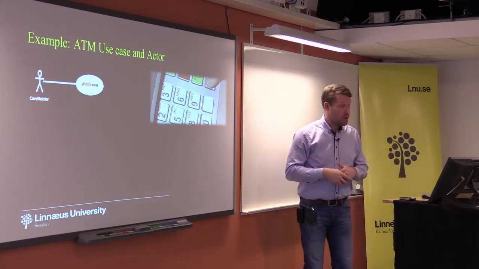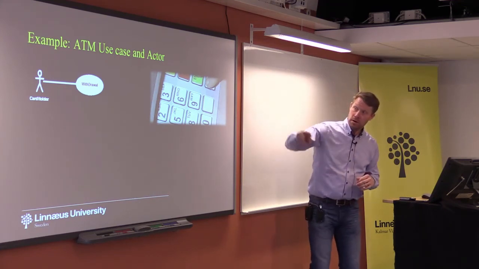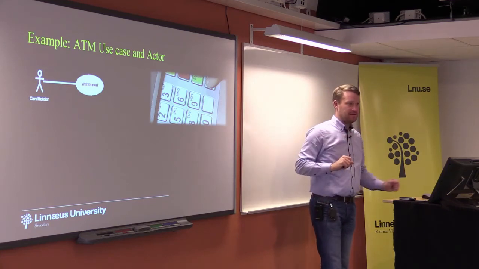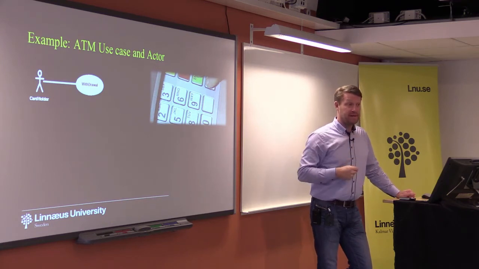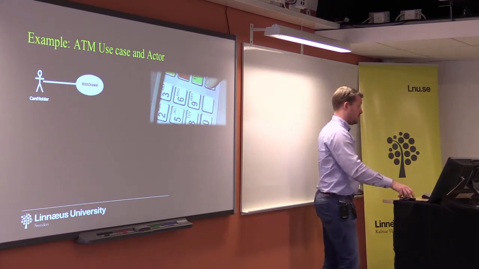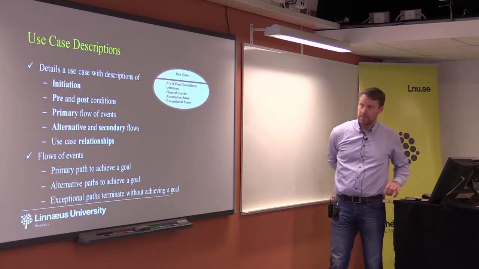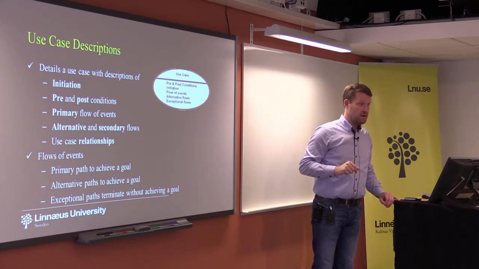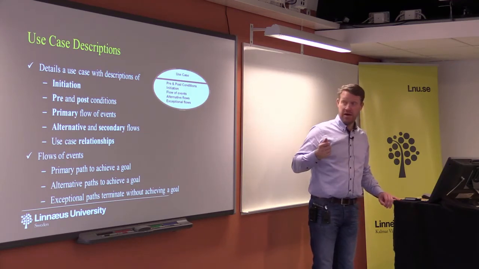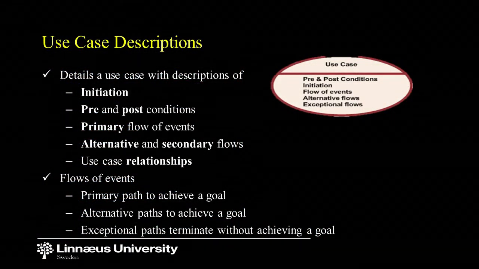So abstractions, let's create a hierarchy, the two mechanisms we use to deal with complexity. Underneath that nice little surface that says withdrawal, we will have a complete description of our use case. And there will be details about what initiates the use case. In our case, someone putting their bank card into the slot.